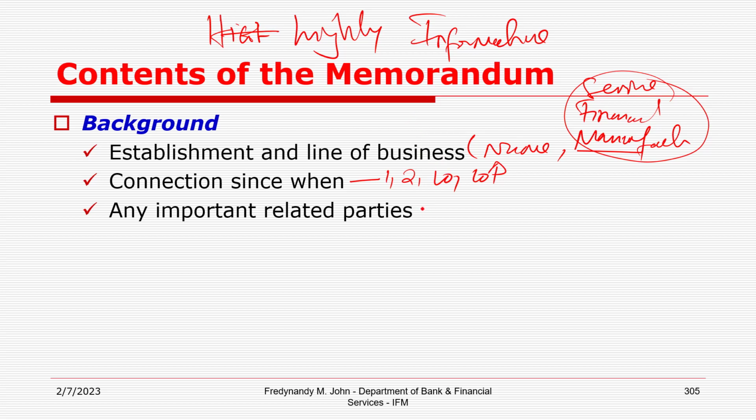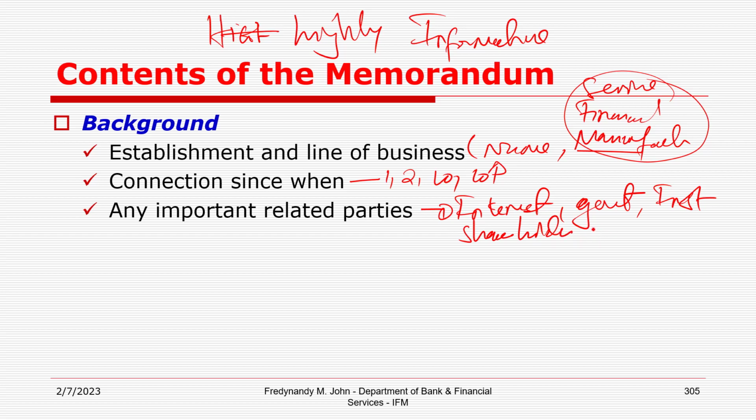Now, are there any important related parties of this business? Related to the business or related even to your bank, like parties who have interest? Okay, for example, if it's the government or a government institution, there could be some interest. Or maybe the borrower is one of the major shareholders of your bank. That means this borrower has some interest. Or maybe the borrower is one of the major corporate customers of your bank. You have to state this.